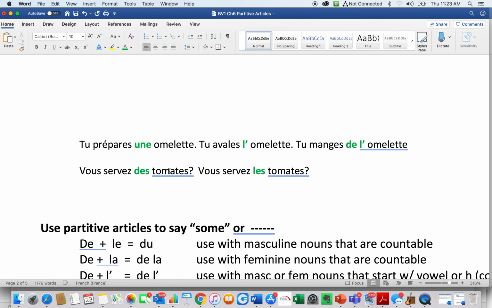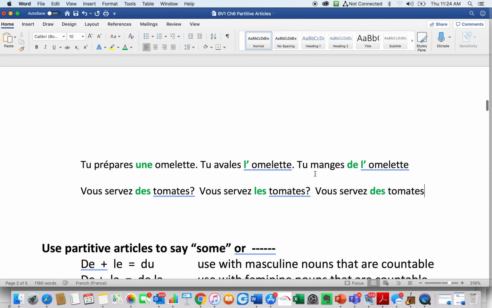Vous servez des tomates. You serve some tomatoes. Are you serving some tomatoes? Here's you serve the tomatoes, or are you serving tomatoes? And in this case, we don't actually have a separate partitive article because the plural of un and une is des. So I guess we could just do this again. We just use the same thing over again.